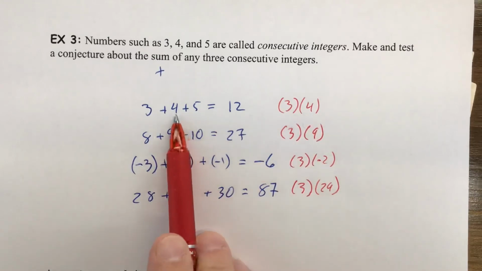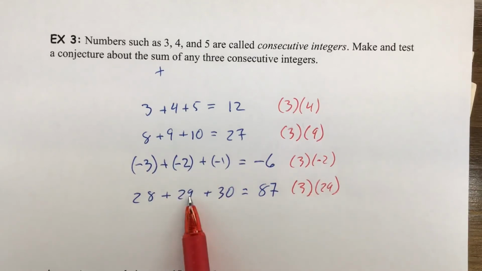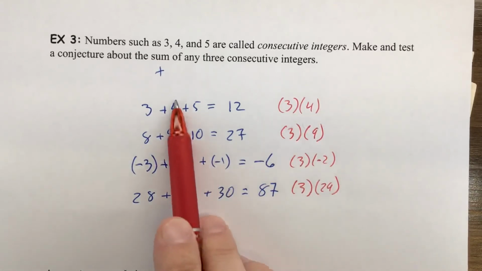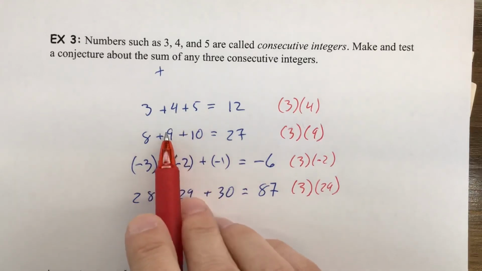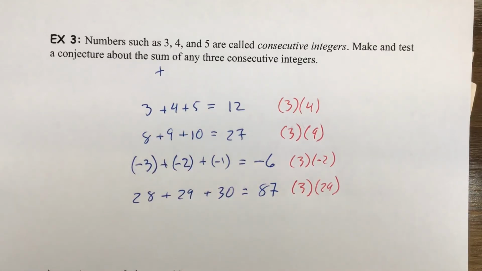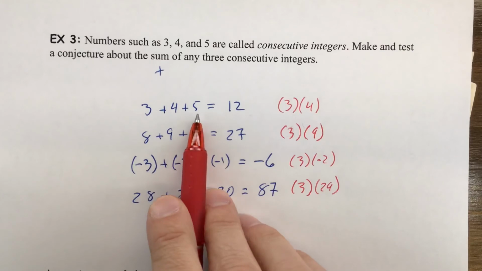4 is right there, and 9 is right there, and -2 is right there, and 29 is right there. It ends up that all of these numbers are actually the middle number within the consecutive integers. So here could be our conjecture. The sum of 3 consecutive integers is 3 times the second value. Okay, now how does it really work out? Why is that true? Let's take a look at the one that we've got here.